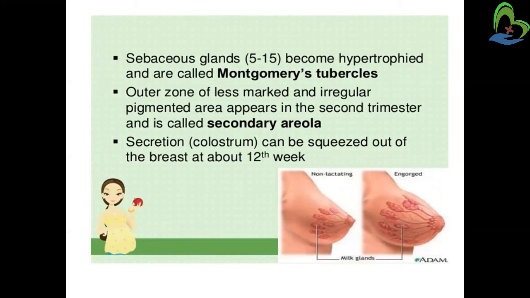The outer zone, a less marked and irregular pigmented area, appears in the second trimester and is called the secondary areola. Now the secretion coming out from the breast, the first milk, is known as colostrum, and it can be squeezed out from the breast from the 12th week of pregnancy.